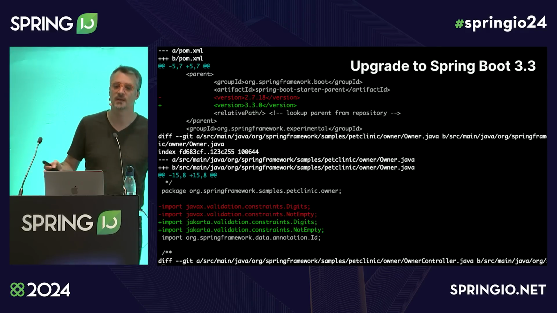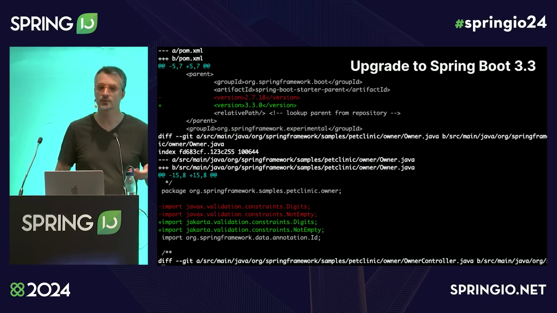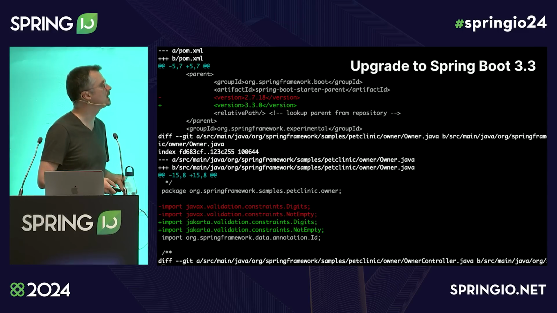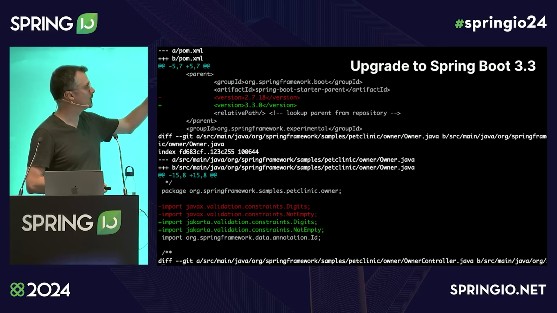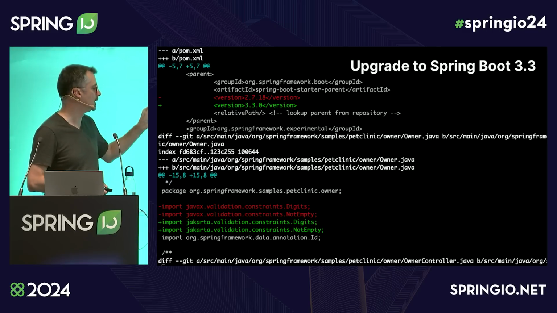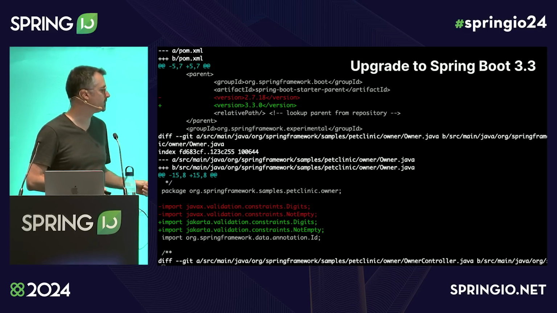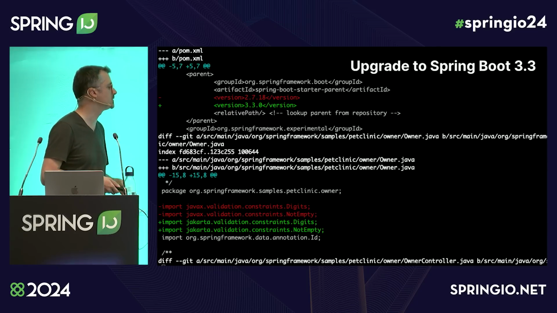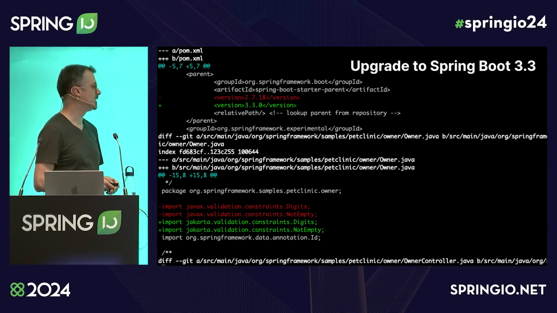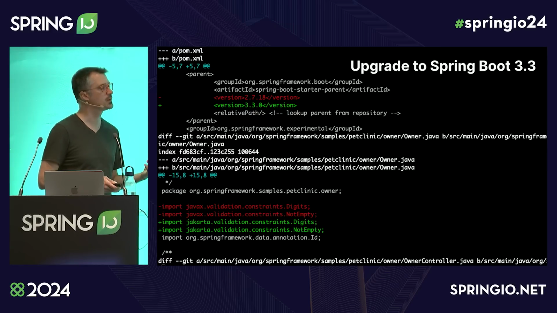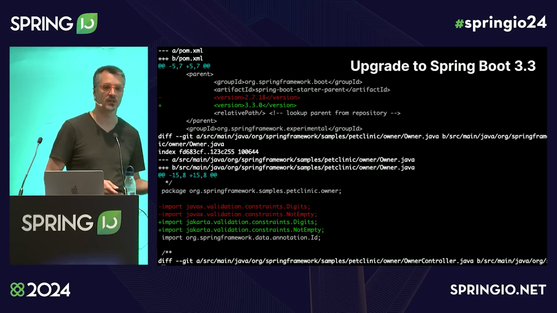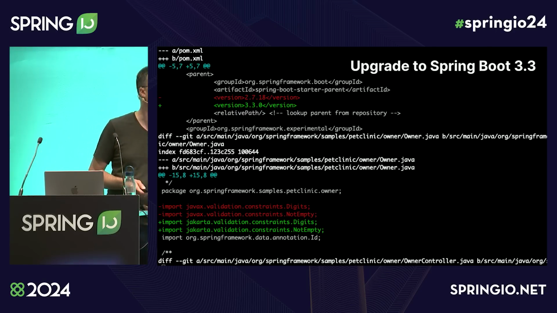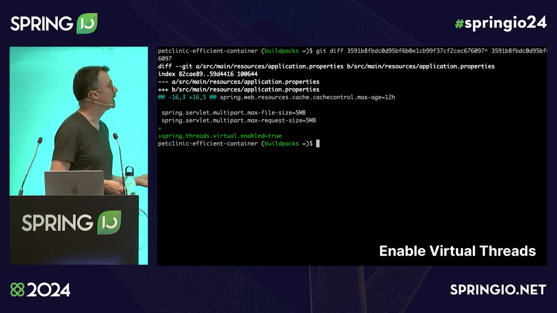In practice, in your bigger application, feel free to read the upgrade notes. There may be other challenges, but basically, the gist of it is to upgrade the version to 3.3. You need to migrate from javax to Jakarta packages because Spring Boot 3.3 is using Jakarta dependencies, and you should be good. And upgrading to Spring Boot 3.3 is an enabler for the efficiency features and improvements that I'm going to show. So the first one is to enable virtual threads.